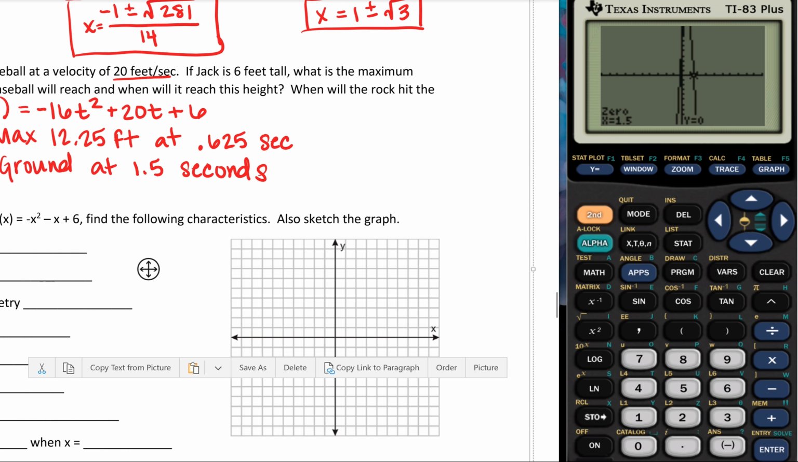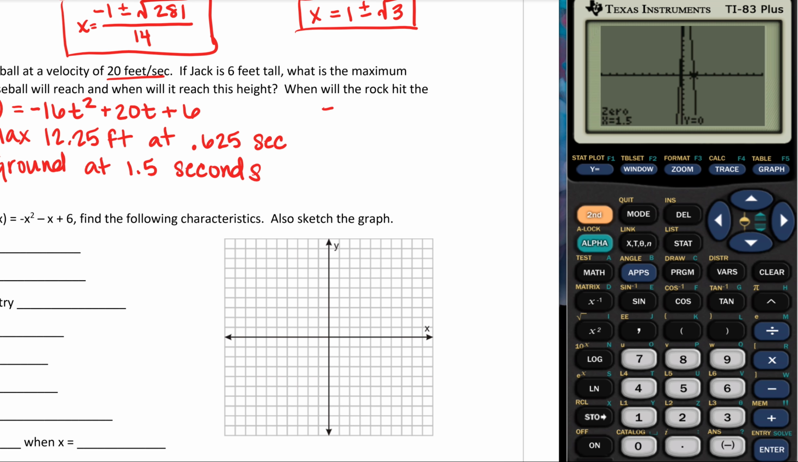Now, if you did not want to use your calculator to calculate anything, you could actually do negative b over 2a to get your x, and then of course plug it in to get your y. But I didn't want to do that. I wanted to use my calculator for it.